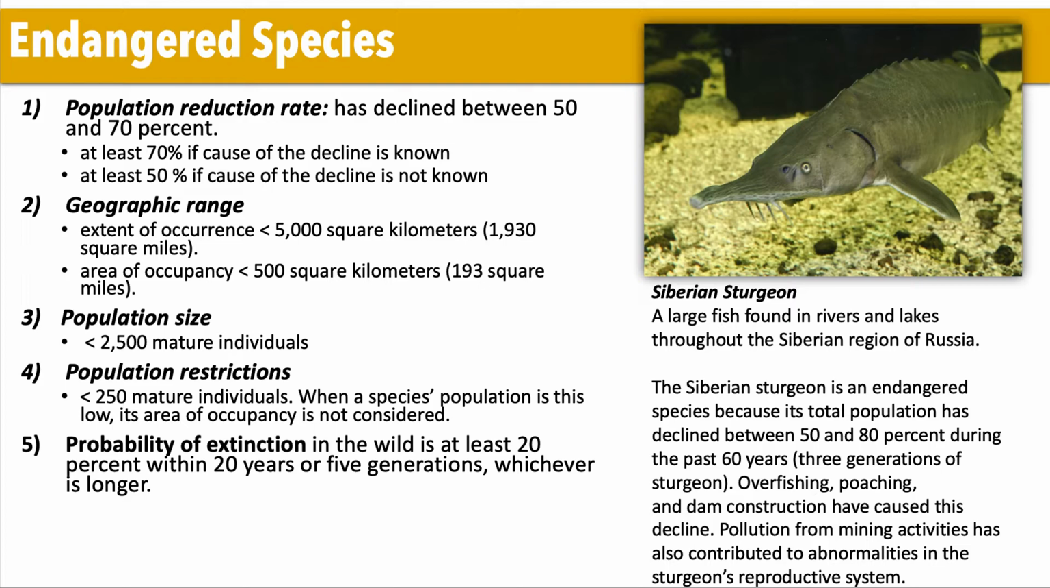An example of an animal that is endangered is the Siberian sturgeon, which is pictured here. It's a large fish found in rivers and lakes throughout the Siberian region of Russia. The Siberian sturgeon is an endangered species because its total population has declined between 50 and 80% during the past 60 years, which is 3 generations of the sturgeon. Overfishing, poaching, and dam construction have caused this decline. Pollution from mining activities has also contributed abnormalities to the sturgeon's reproductive systems. So that has caused it to be listed as an endangered species.